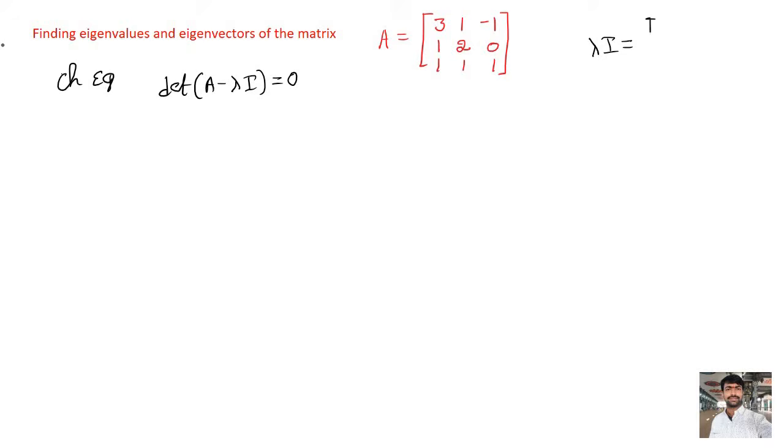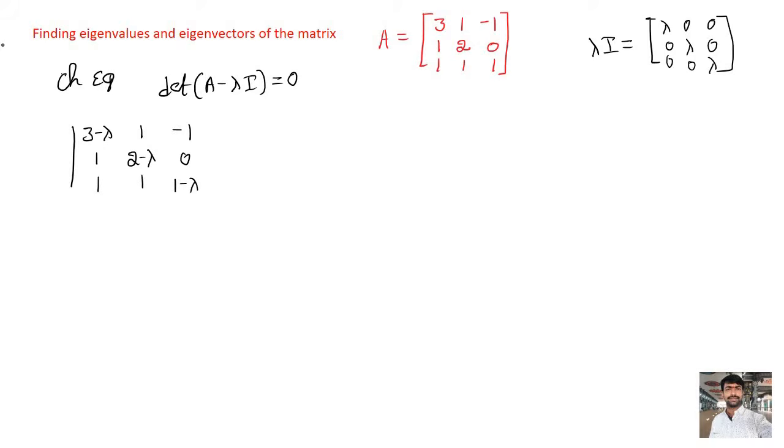Lambda I is nothing but... now we need to take the determinant of A minus lambda I, which is 3 minus lambda, 1, negative 1; 1, 2 minus lambda, 0; 1, 1, 1 minus lambda, and equate the determinant to 0. And if we find the determinant directly and go for computation, it might take time.